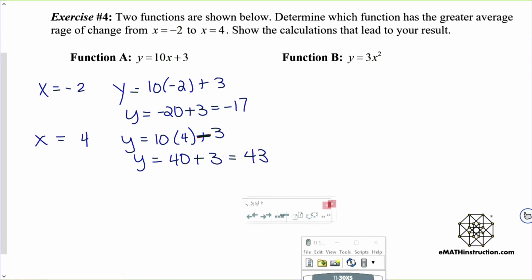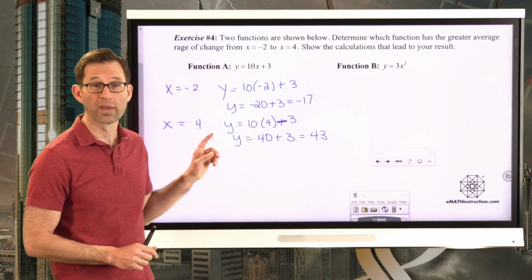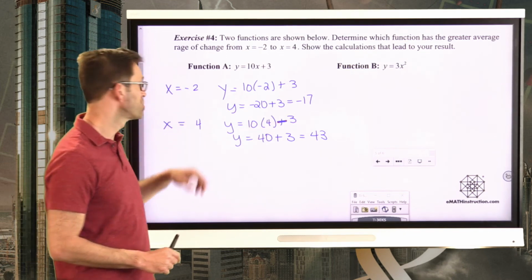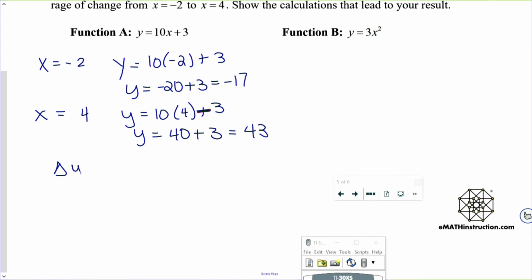Okay. So now we can actually calculate the average rate of change because we can calculate how much the outputs have changed divided by how much the inputs have changed. And again, we have to be rather careful here. All right, change in y divided by the change in x, right? We can kind of think of this as x1 and x2, y1 and y2.